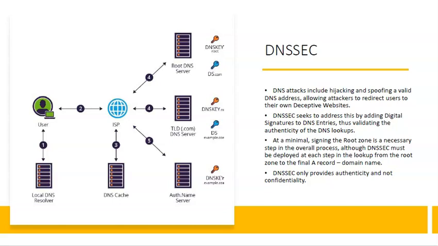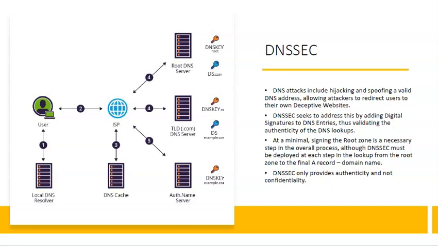Whenever any particular owner wants to add any DNS information like a record, they will digitally sign it with their private key. And anyone who is taking that particular data from the DNS records can verify the authenticity of the data by using the public key. Okay, so DNSSEC adds two important features to the DNS protocol. One is data origin authentication, and second is data integrity protection.